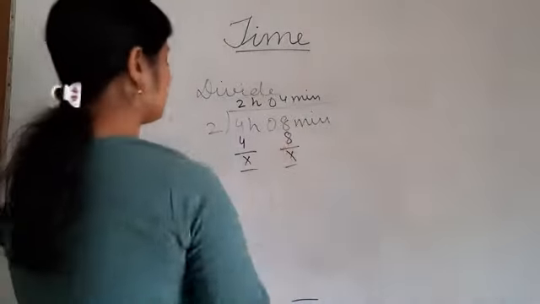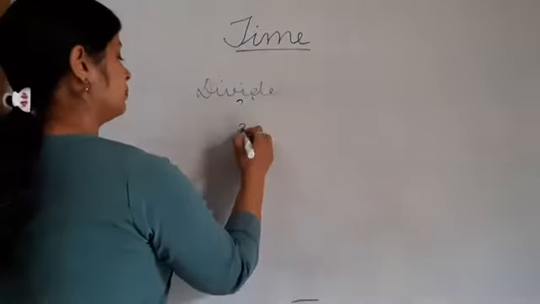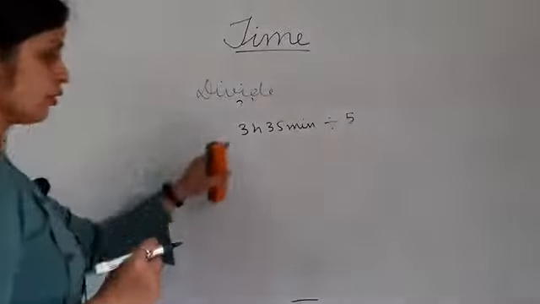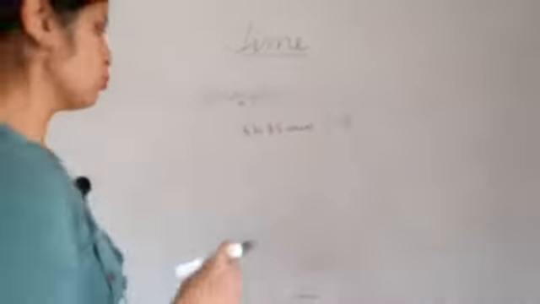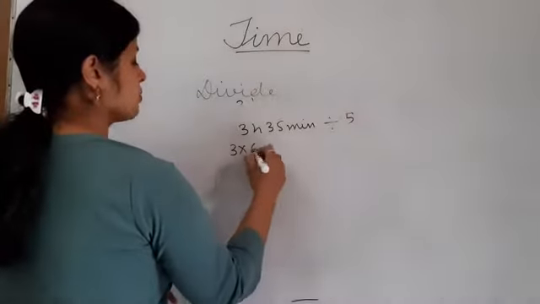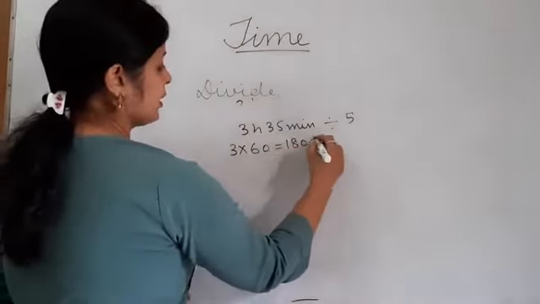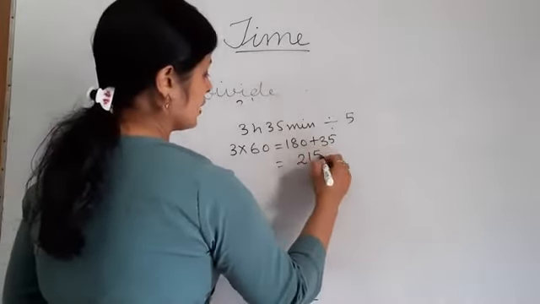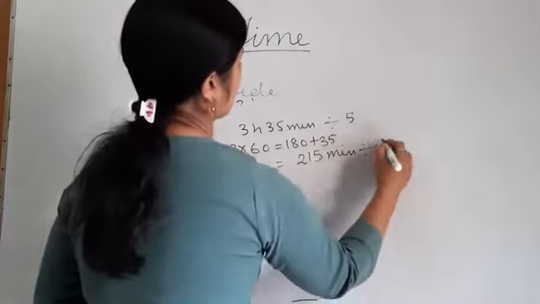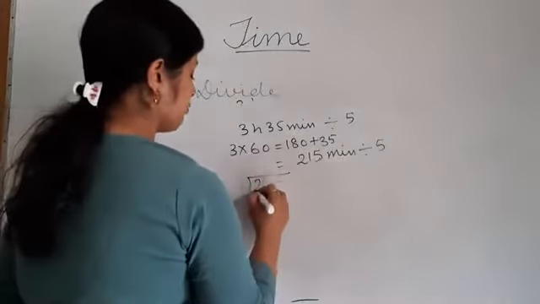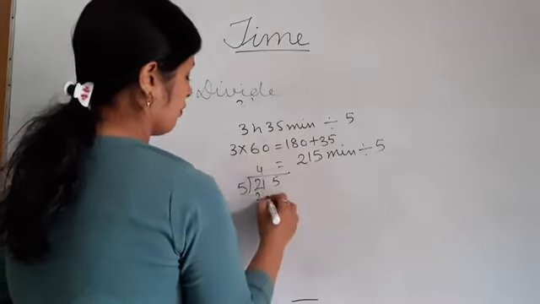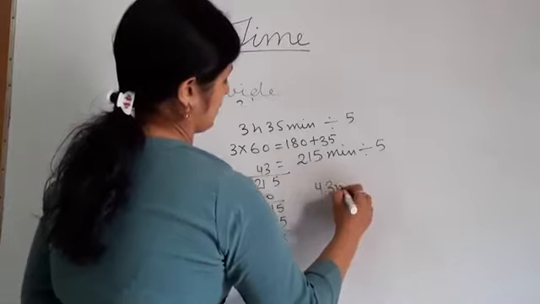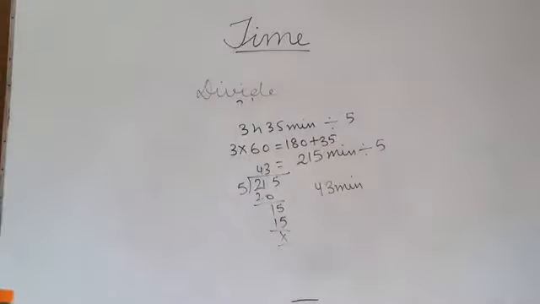Suppose we have to divide 3 hours 35 minutes by 5. Now see, 3 hours is less than 5. So first we convert this hour to minutes by multiplying with 60. 180 plus 35, so we have 215 minutes now, and this we will divide by 5. So 215 divided by 5 will become 43 minutes. So this is your answer.